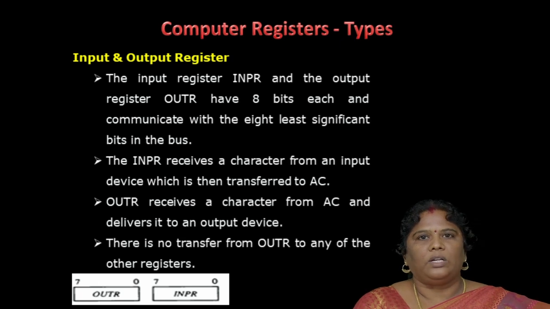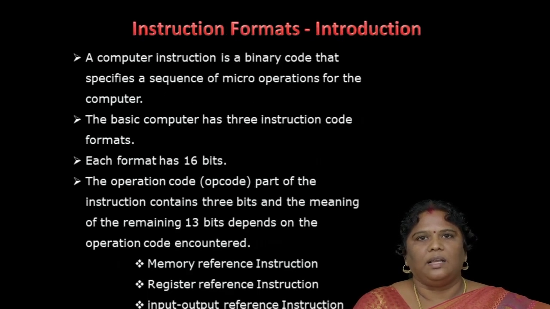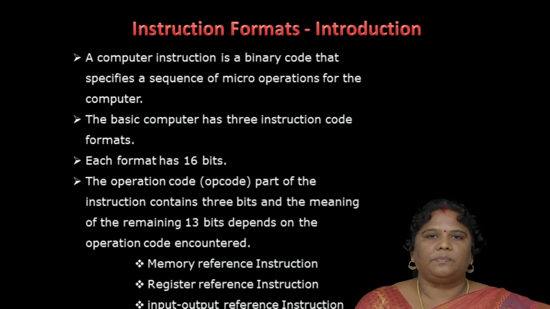Next we move on to the topic of computer instructions. In the last video I explained what instructions and instruction codes are. Here I specify only the instruction formats used by the basic computer system. So what is a computer instruction? A computer instruction is a binary code that specifies the sequence of micro operations to be performed by the computer.